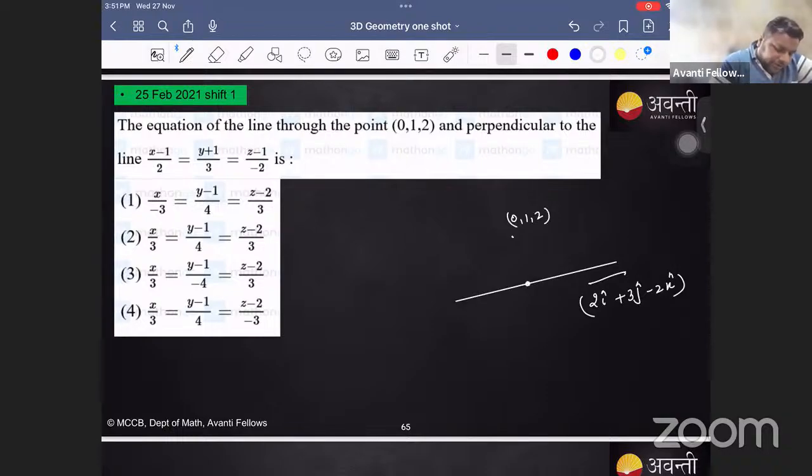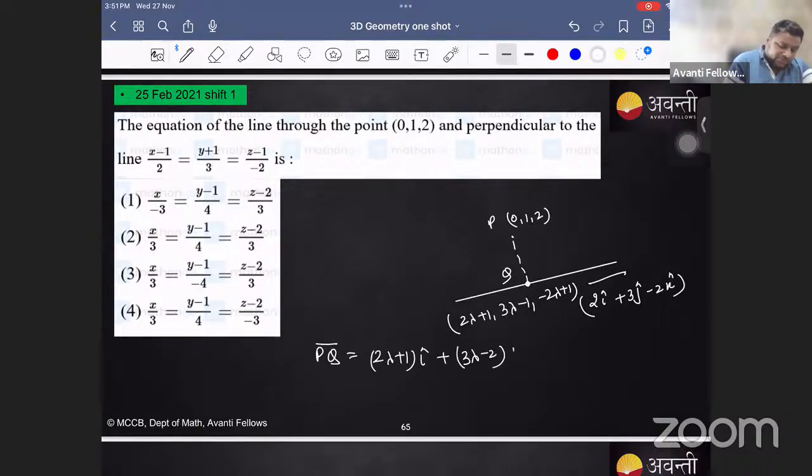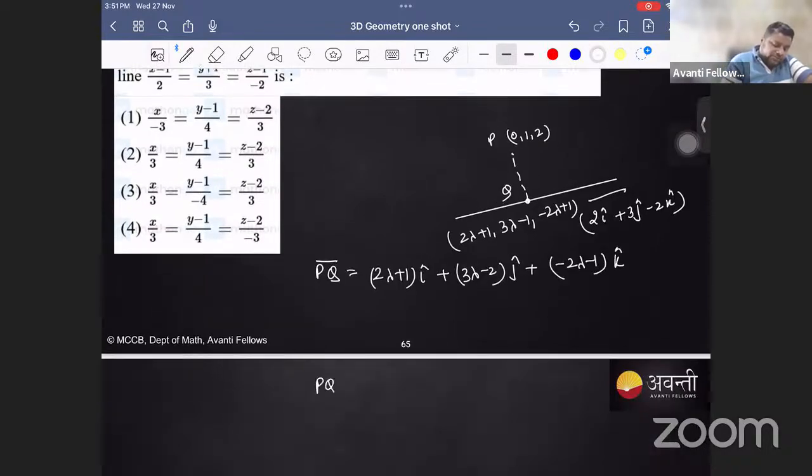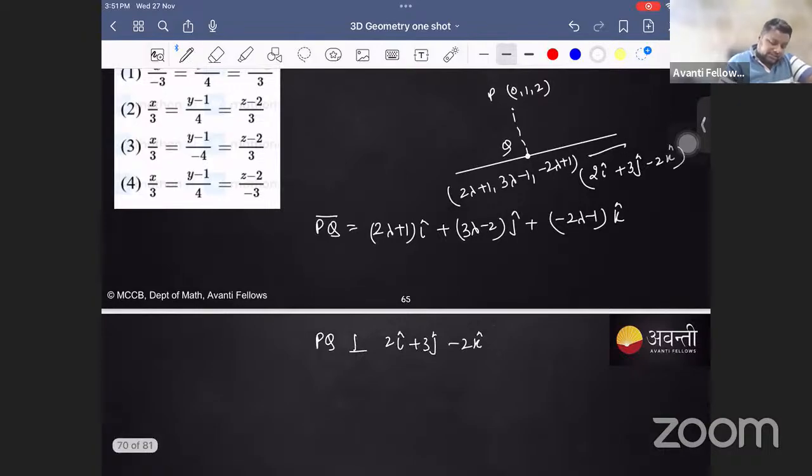Let us assume there is a point on this line. A point on this line in terms of lambda can be 2 lambda plus 1, 3 lambda minus 1, minus 2 lambda plus 1. So if it is P, and this is Q, then the PQ vector will be what? 2 lambda plus 1 i cap, 3 lambda minus 2 j cap, minus 2 lambda minus 1 k cap. Yes or no? And then this PQ is perpendicular to 2 i cap plus 3 j cap minus 2 k cap. So take their dot product as 0.